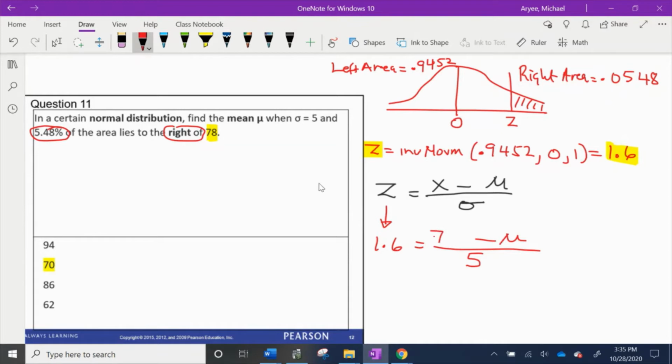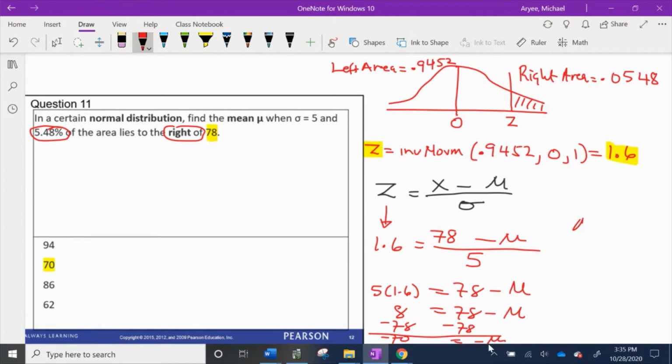So x is 78. And we work it out, multiply both sides by 5. So 5 times 1.6 equals 78 minus mu. Is it 8? Yeah, 8 equals 78 minus mu. So subtract 78 from both sides. That would be minus 70 equals minus mu. And then mu will be 70.